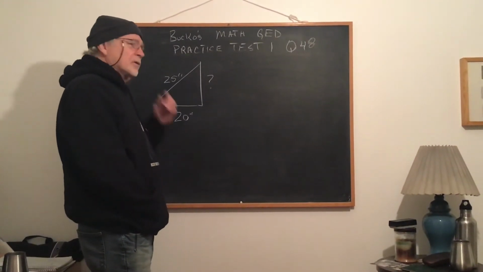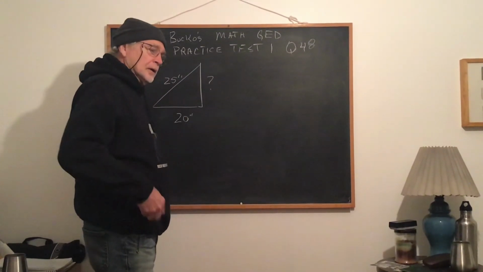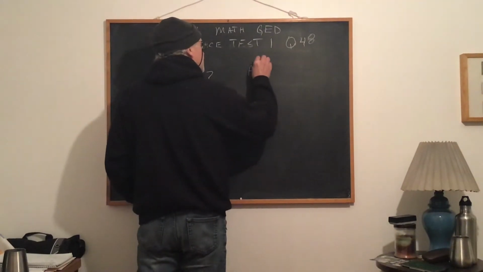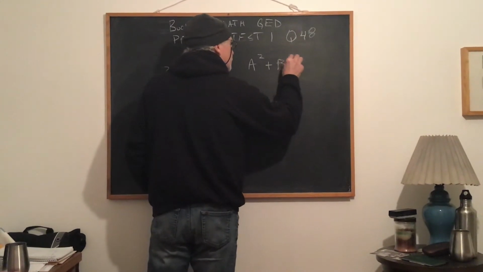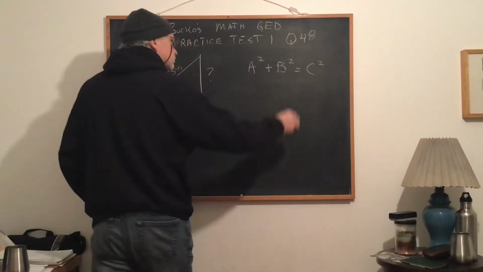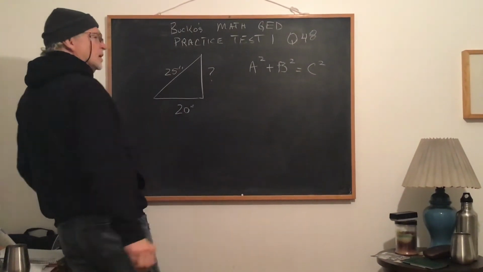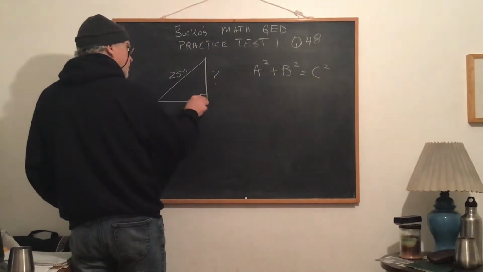Anyway, here we go, another Pythagorean theorem. You start out with the formula, a squared plus b squared equals c squared, where c has to be the long side of a right triangle. Right triangle means it's got 90 degrees in the corner.